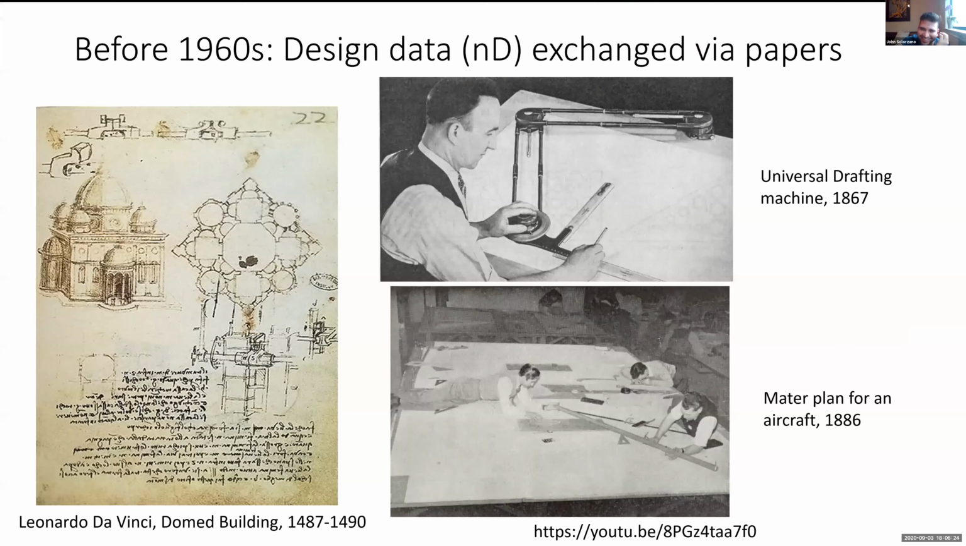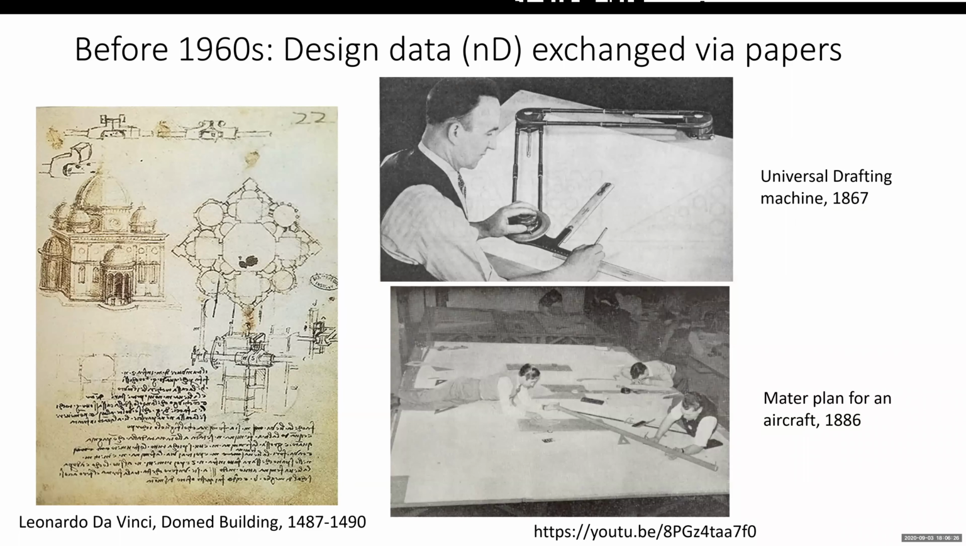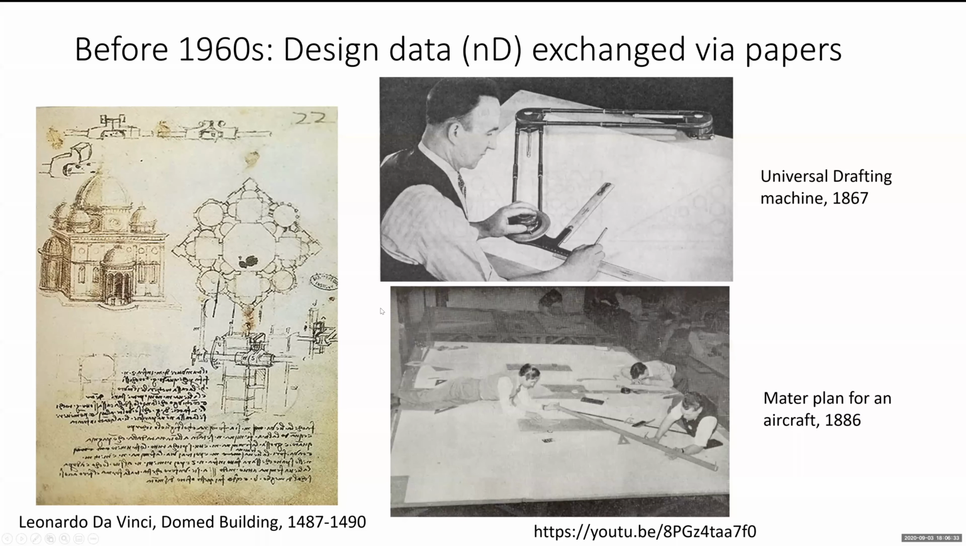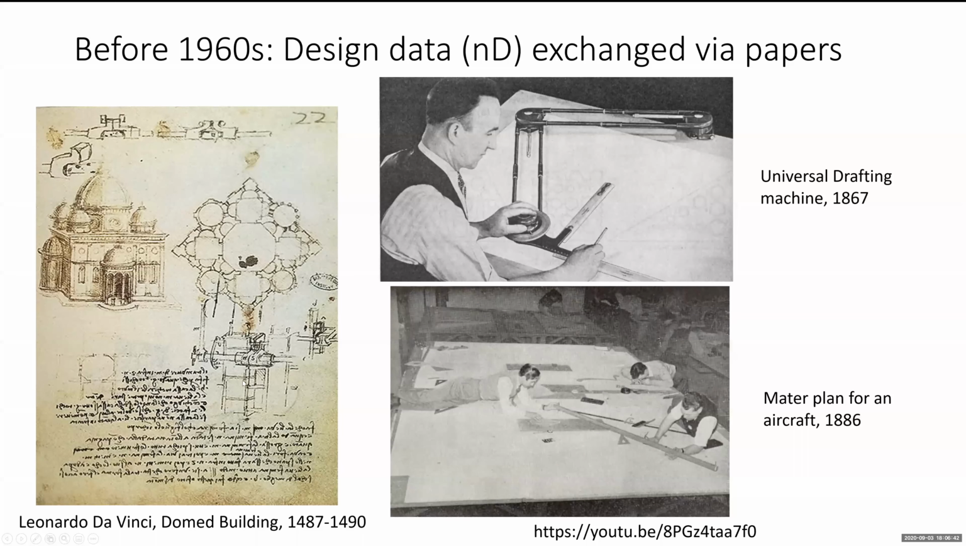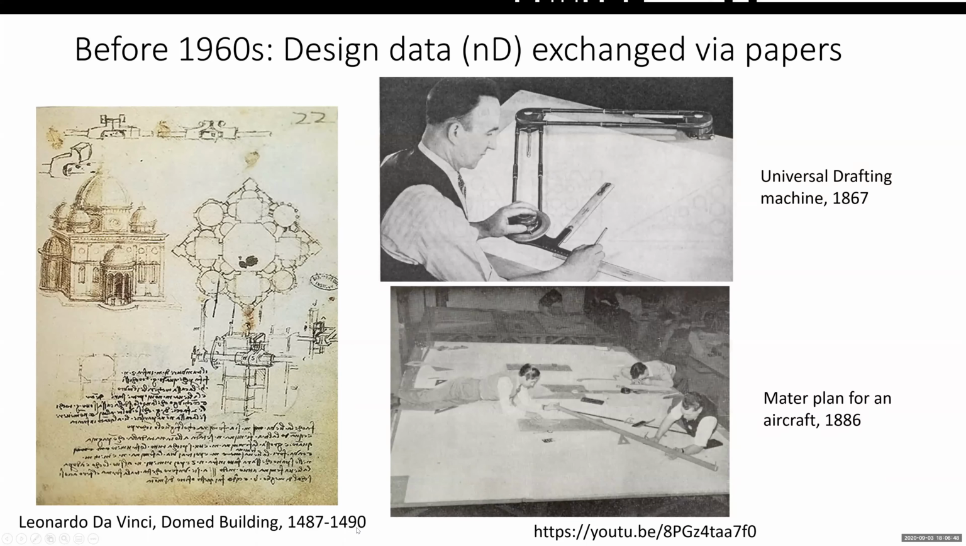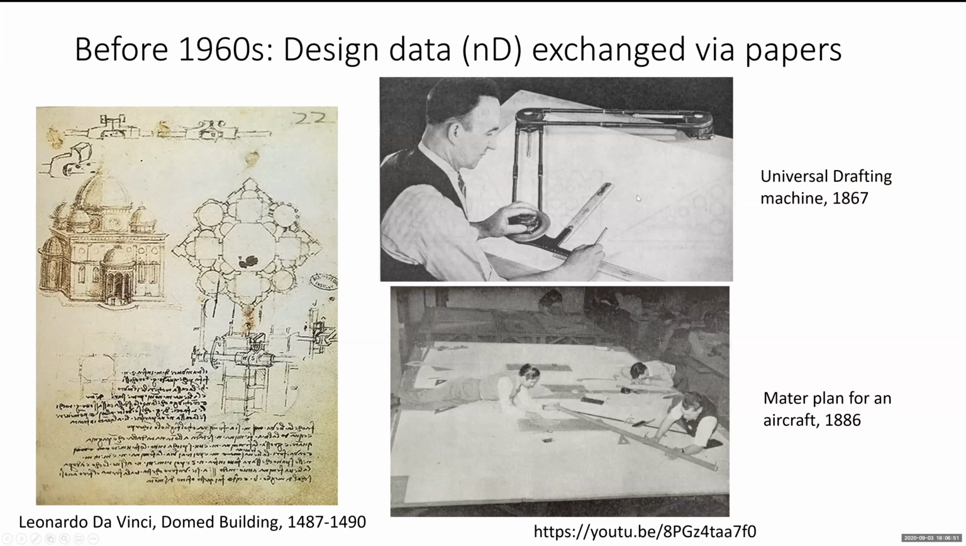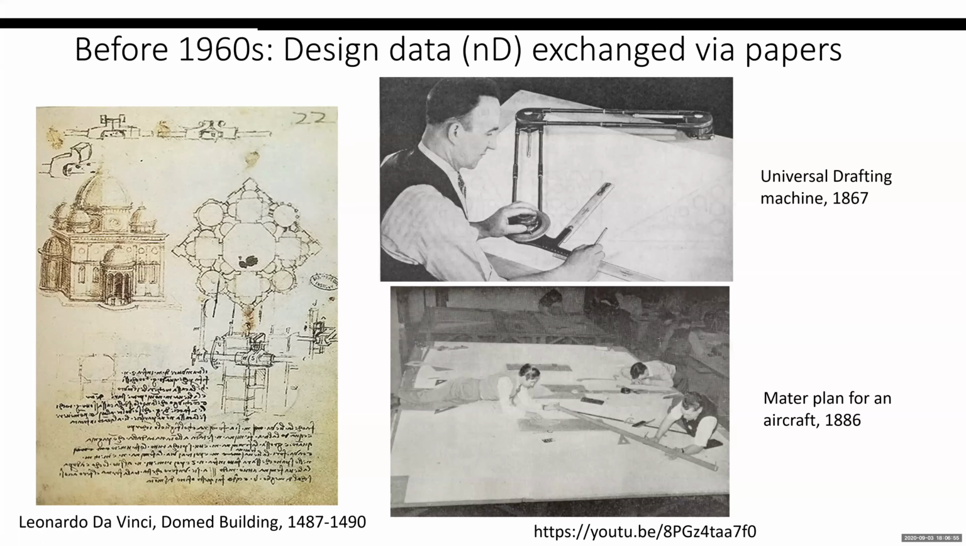Thank you. All right. Before the 1960s, design data was mainly exchanged via paper, and I have to say it was since the very beginning. This is one of the earliest designs we found, by Da Vinci, who plotted this domed building. We believe that was plotted in about 1487 to 1490. But think about that, about 400 years after that, we were still using pretty much the same method in drawings.